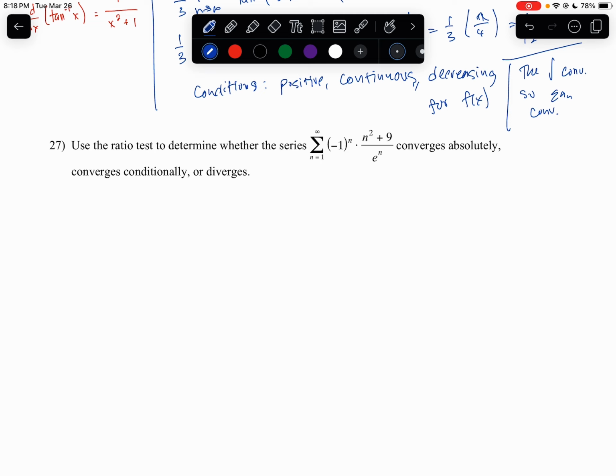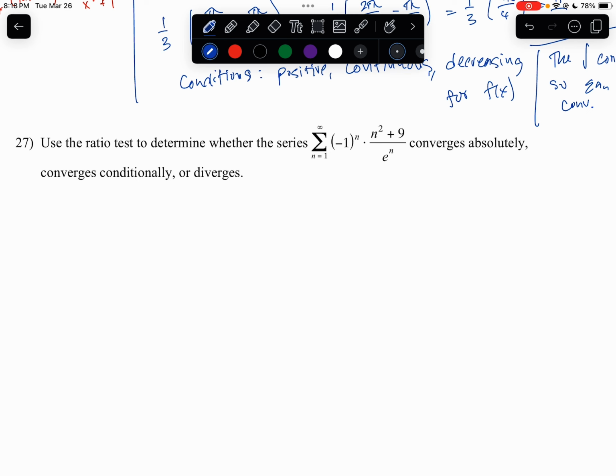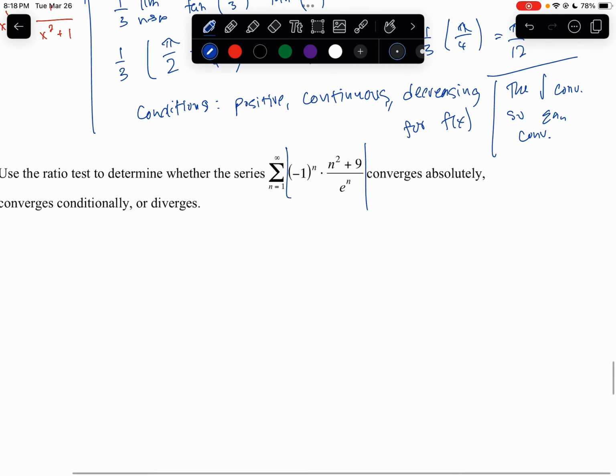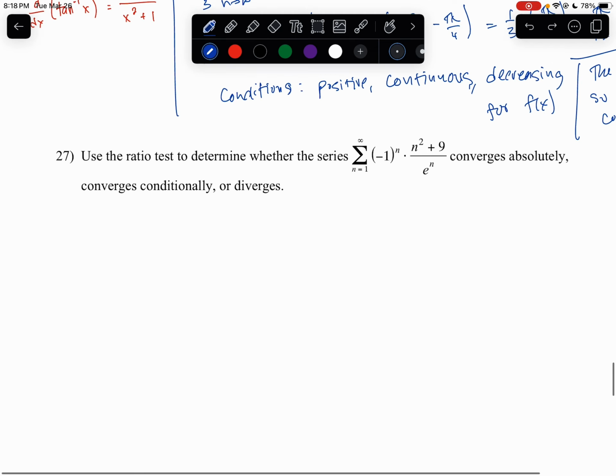Use the ratio test to determine whether the given series converges absolutely, converges conditionally, or if it diverges. Okay. So, absolute convergence means that if the absolute value of this converges, then it converges absolutely. Now, this series being an alternating series could converge, but the absolute value of this, which would be this series right here, could still diverge. And if that's the case, then it only converges conditionally. But if they both diverge, then the series just diverges. So let's use the ratio test.